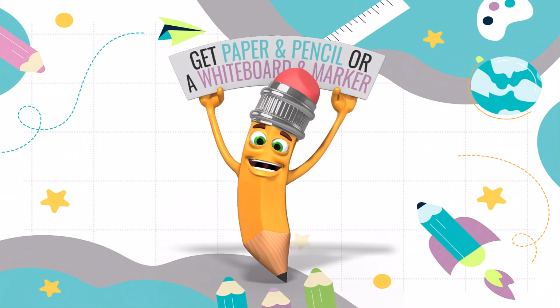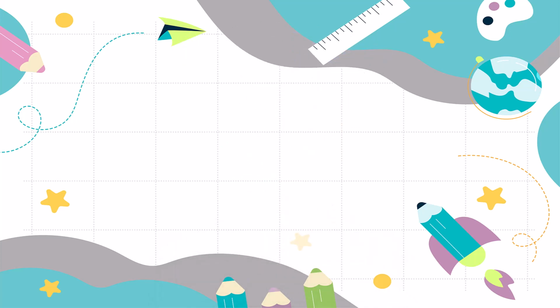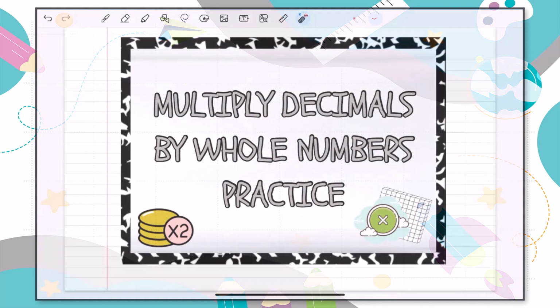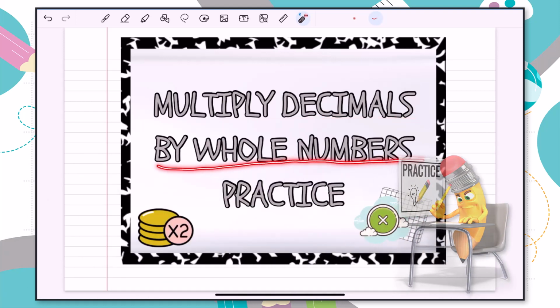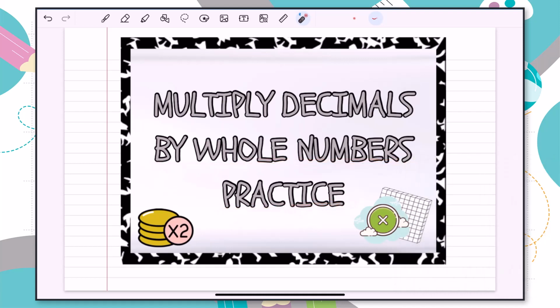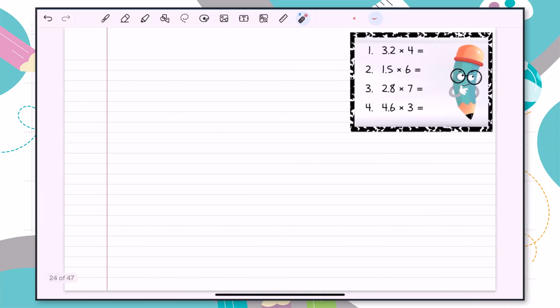Today you're going to need a piece of paper and a pencil or a whiteboard and a marker because we're going to practice some problems together and you are going to grow your brain. We're focused on multiplying decimals by whole numbers today. And there'll be another video practicing multiplying decimals by decimals, but essentially it's the same strategy. So we're going to do some numerical problems first and then we'll get into a few word problems.